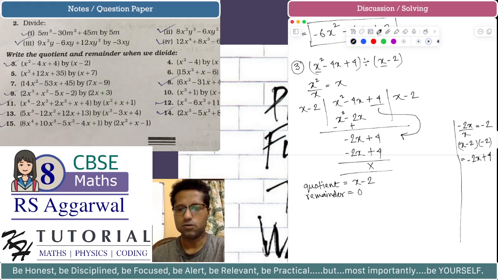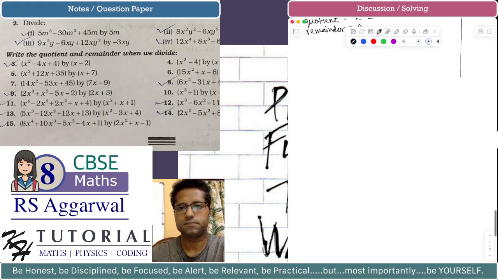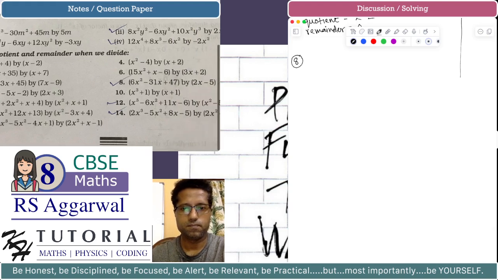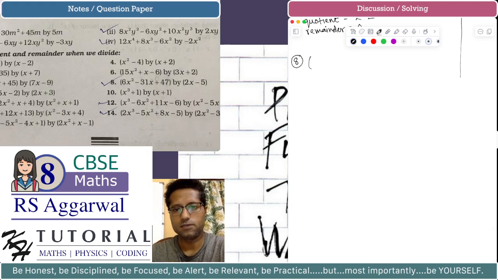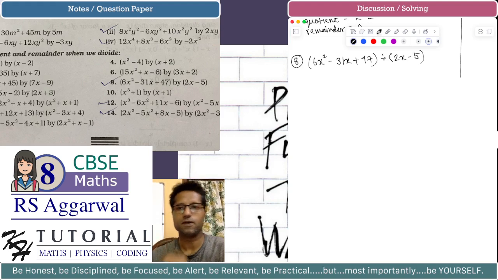Let's do problem number 8. Problem number 8: the dividend is 6x square minus 31x plus 47, and the divisor is 2x minus 5. We can see the terms of both the dividend and the divisor are already arranged in the descending order of their degrees.